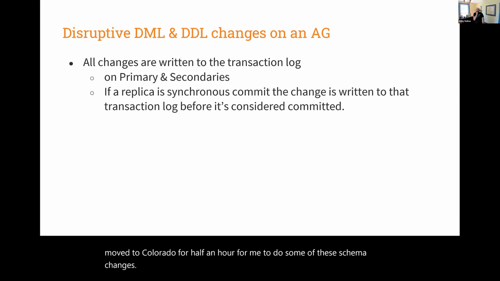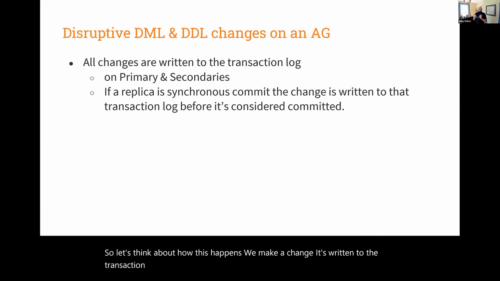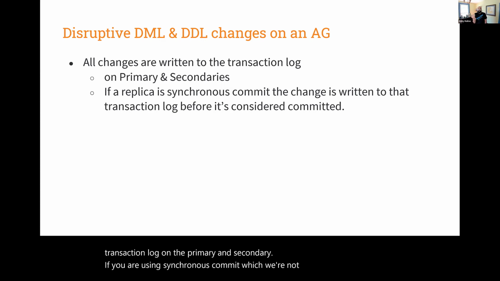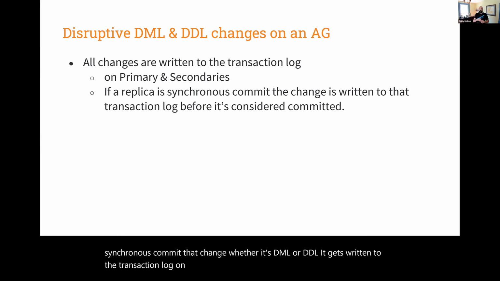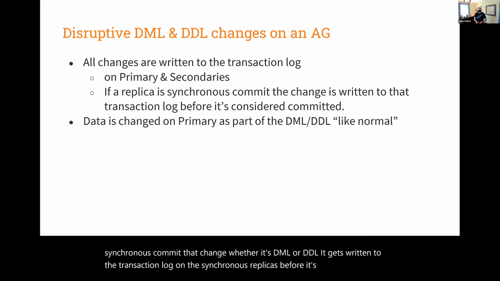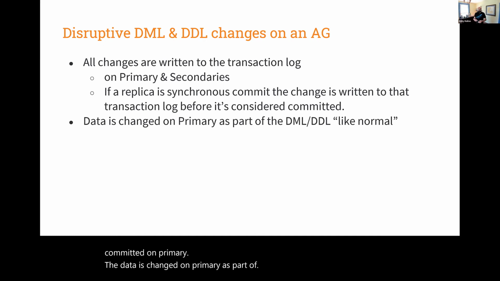So let's think about how this happens. We make a change, it's written to the transaction log on the primary and secondary. If you are using synchronous commit, which we're not, but if you are, that change, whether it's DML or DDL, gets written to the transaction log on the synchronous replicas before it's considered committed on primary. The data is changed on primary as part of that script, just like normal. It goes to the log, it happens to the data in memory, your transaction is done.